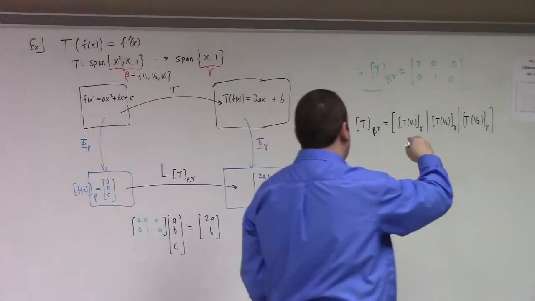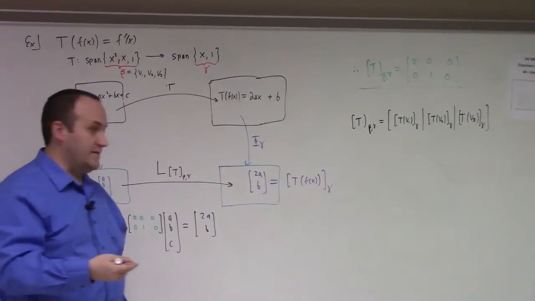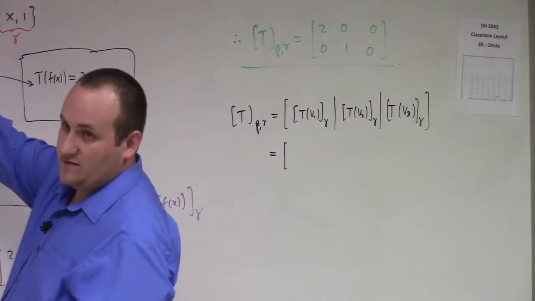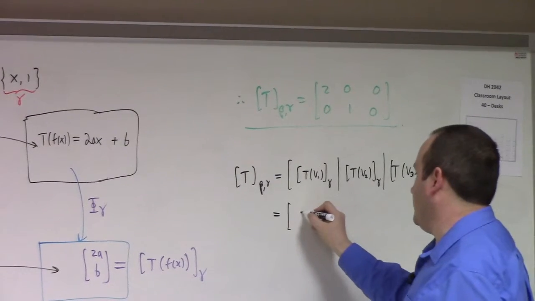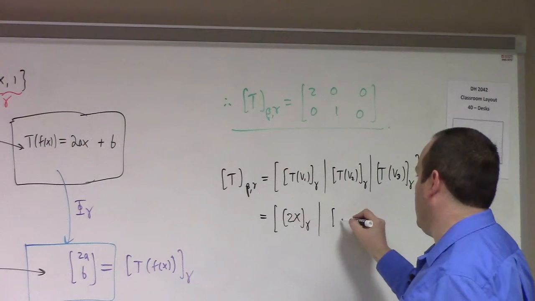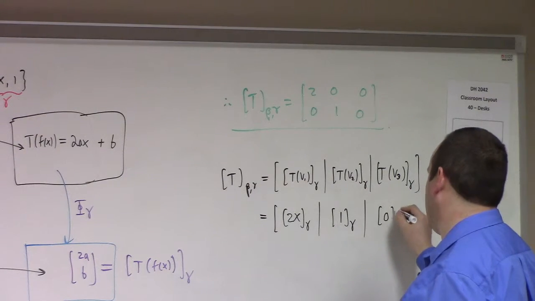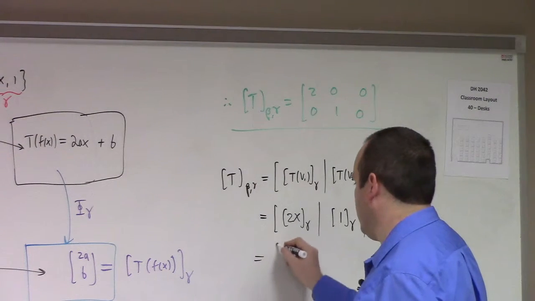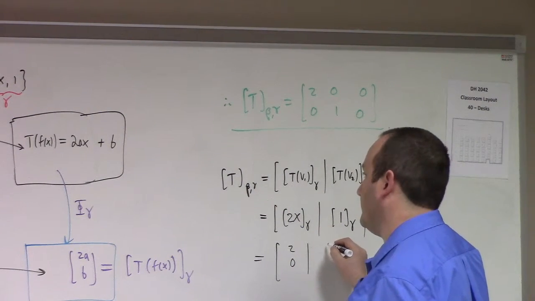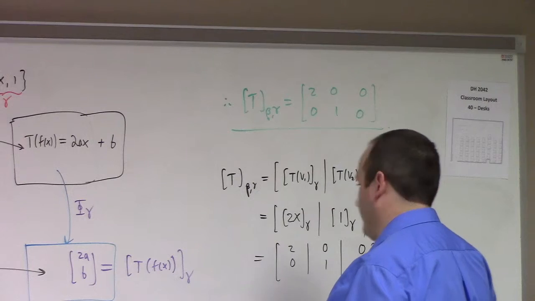You can just calculate the coordinate vectors of the images of the basis vectors in the domain, and that will give you the matrix. So this is another way we could do it. What's the image of x squared? 2x, right? What's the image of x? It's 1, right? What's the image of 1? 0. And so you see what we get: 2, 0, 0, 1, and then 0, 0. It's another way to see it.